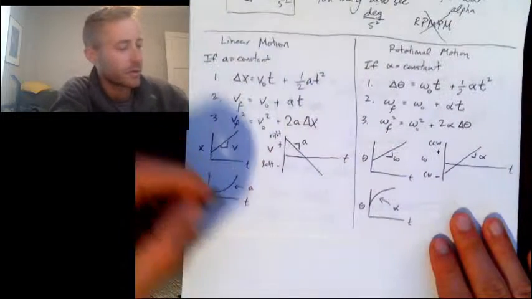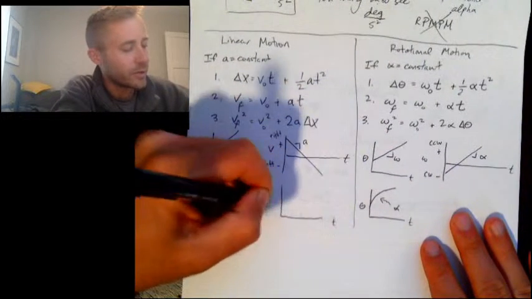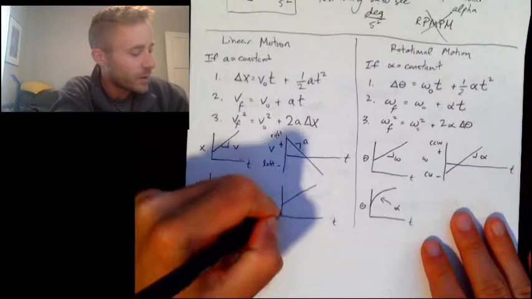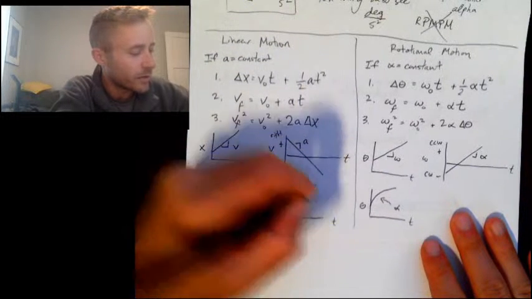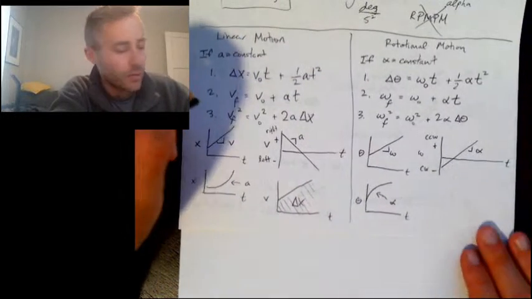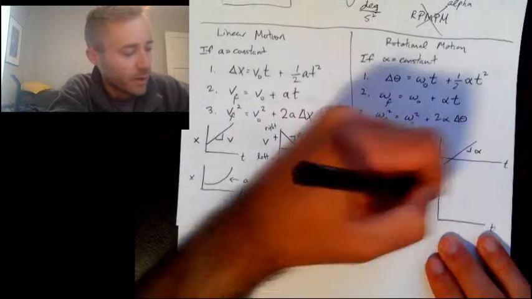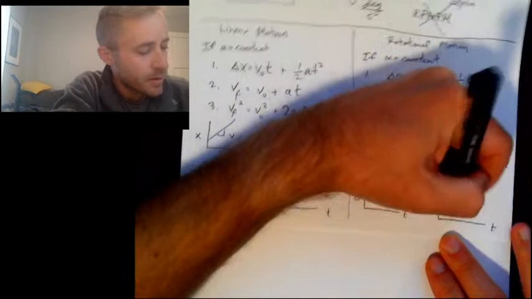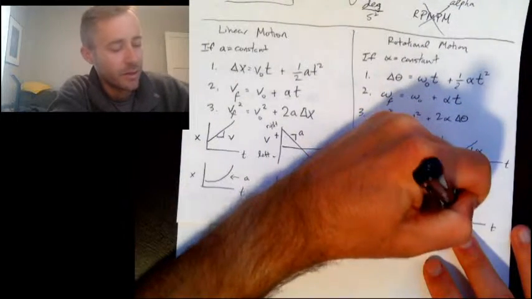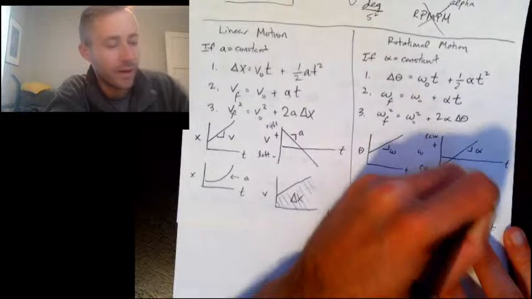You might also recall that if you had a linear velocity versus time graph, the area under the curve was interpreted as the linear displacement. If you have a graph of angular velocity versus time, the area under the curve is interpreted as the angular displacement. So it is completely analogous.